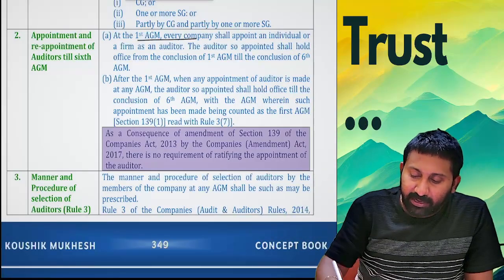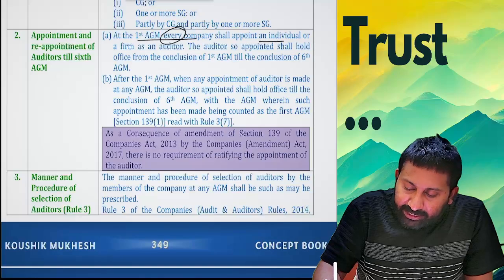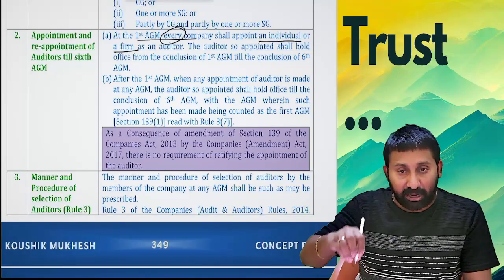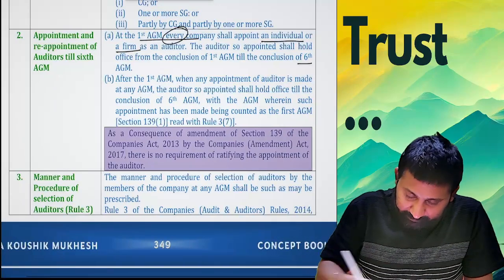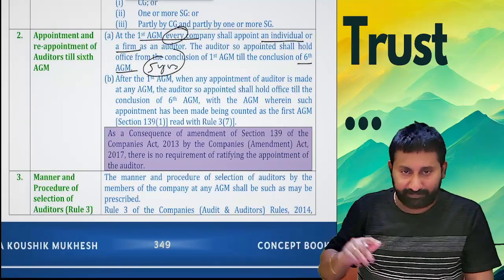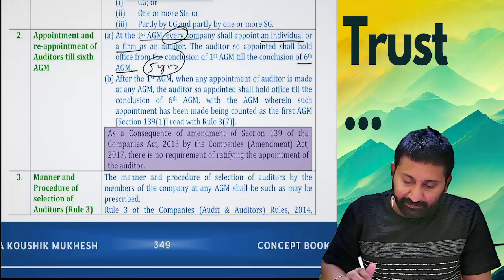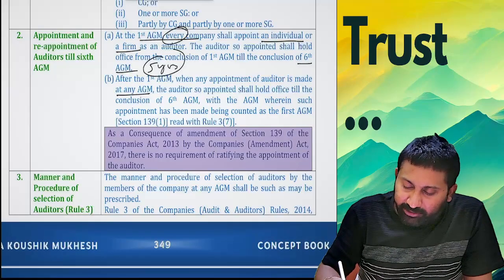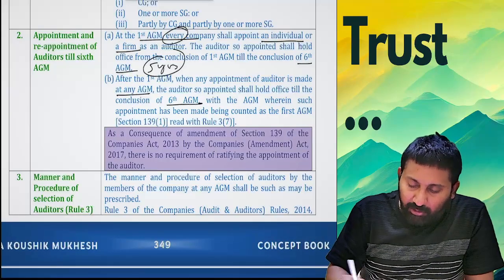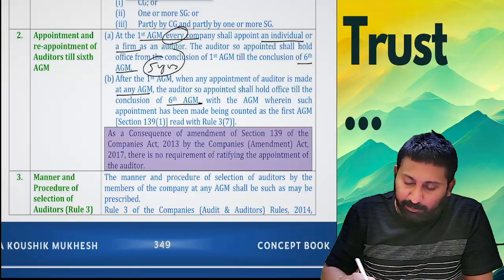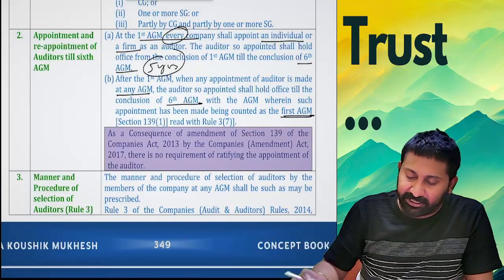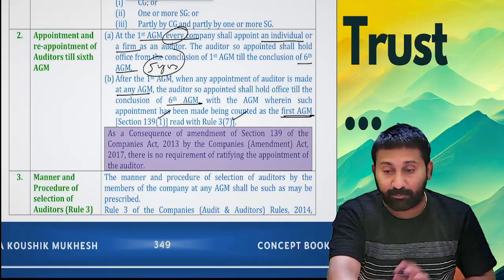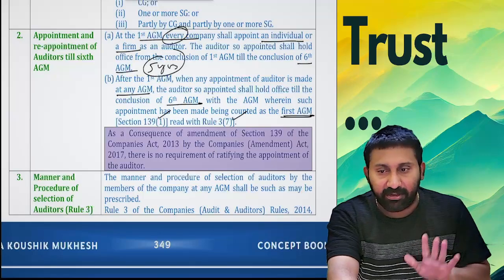At the first AGM, every company shall appoint an individual or firm as an auditor. That person appointed will continue till the sixth AGM. Means how many years maximum? 5 years. Okay. Next. After the first AGM, when any appointment of auditor is made at any AGM, the auditor so appointed shall hold the office till the conclusion of 6th AGM, with the AGM wherein such appointment has been made being counted as a first AGM. This is 139(1) read with rule number 3, sub-rule number 7. What is that point? Just read, we will discuss.